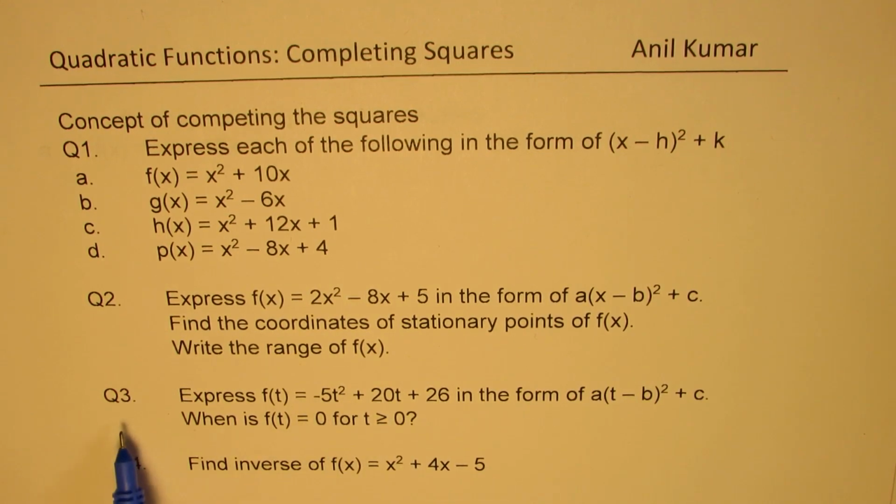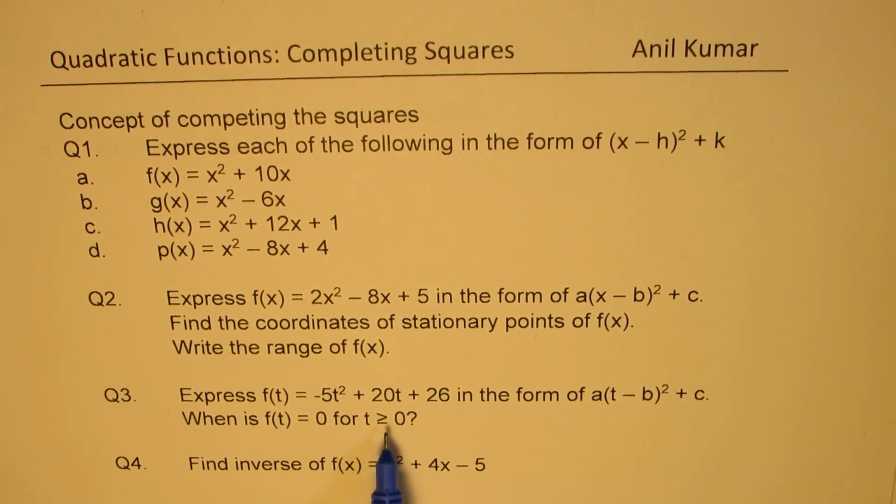Question number 3 here is, express f of t equals minus 5t square plus 20t plus 26 in the form of a(t minus b) whole square plus c, and find when is f of t equal to 0 for t greater than or equal to 0. So that's a very good application which you find in throwing a ball, for example, and you need to figure out when did the ball land on the ground, or what was the highest point reached by the ball, right? So that refers to the function where time is your independent variable.